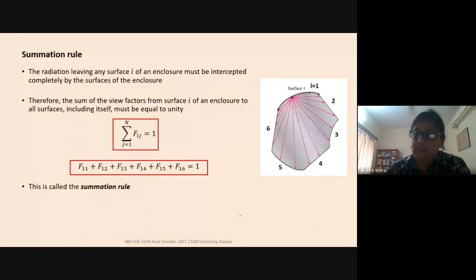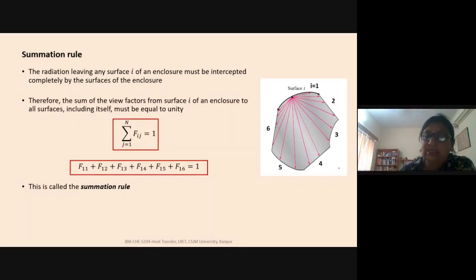Now look at it. This is the next kind of rule that we are talking about. This is called the summation rule. In the case of a summation rule, the radiation leaving any surface of an enclosure must be intercepted completely by the surface of the enclosure.